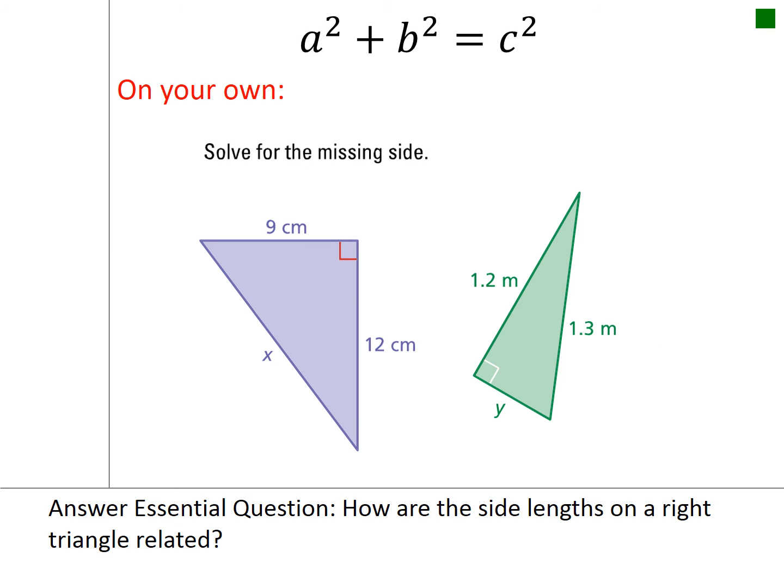All right, I have 2 problems I want you to try on your own, and then you can go take that checkpoint. All right, thanks, bye. On these problems, here's what you should have gotten when you finish. This first one, you should have gotten that the hypotenuse was 15 centimeters. And this last one, you should have gotten that the missing leg is equal to 0.5 meters.